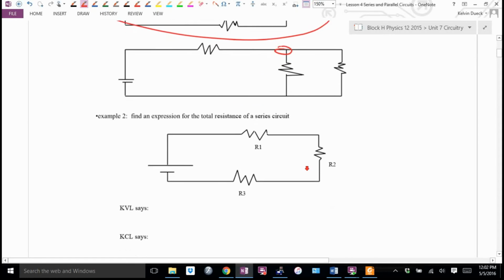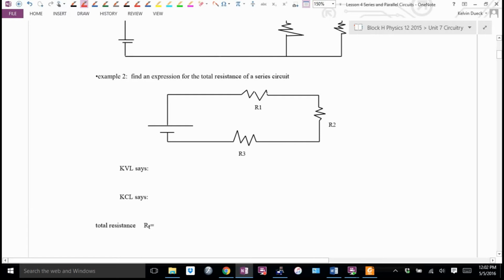Example 2 says, find an expression for the total resistance of a series circuit. There is a lovely derivation, but in the interests of time, and because you also have your Playland assignments, I'm just going to give you the answer. If you notice that a circuit like the one there with R1, R2, and R3 is in series, the total resistance is just going to be R1 plus R2 plus R3. That is not on your formula sheet. You'll have to memorize that: to find the total resistance of something in series, you add them up. Well, that's not that tough to memorize, but okay.